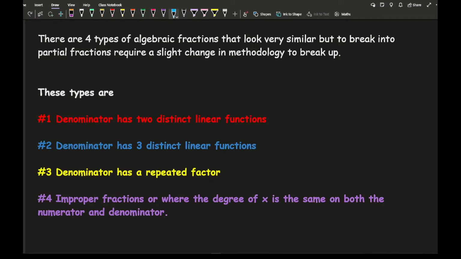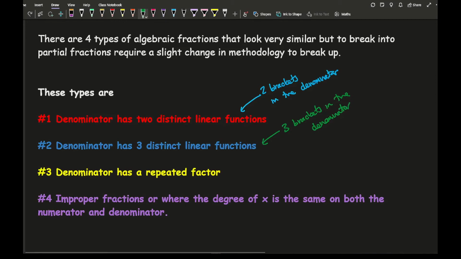So 2 distinct linear functions basically means, and again, do not take my official word for this, but this is generally what it usually is, where you've got 2 brackets in the denominator. And for the second type, the denominator has 3 distinct functions. This is basically where you've got 3 brackets in the denominator. Now the key thing is, although this will never really be written in a question, the brackets need to be different in both of these 2 situations.